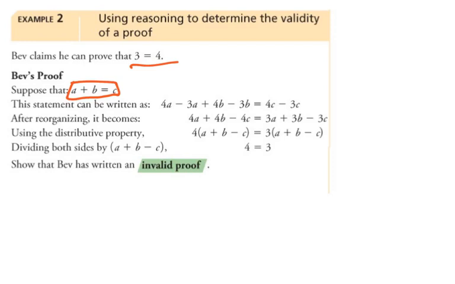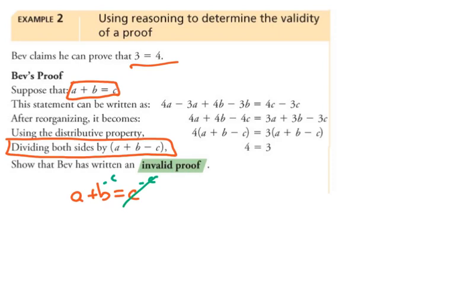However, it comes down to this last step when we divide both sides by A plus B minus C. Likely still isn't obvious why this makes the proof false, but if we go with A plus B equaling C, we can actually take this and we can get A plus B minus C out of it if we subtract C from both sides. And what we get out of that is that A plus B minus C equals 0.